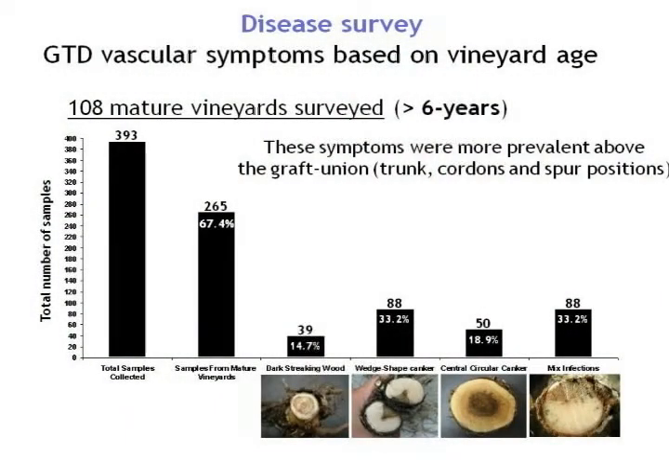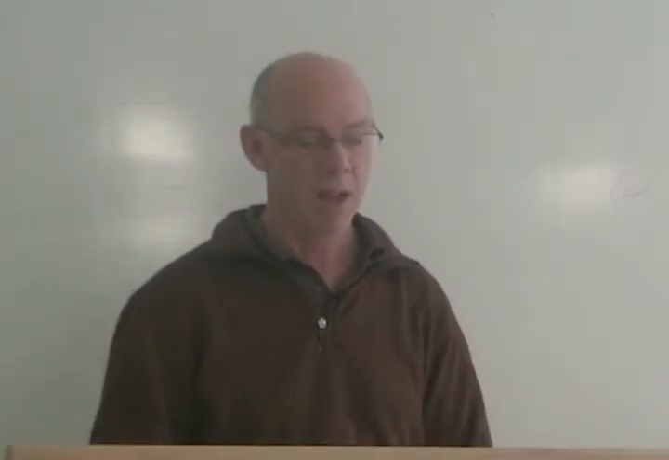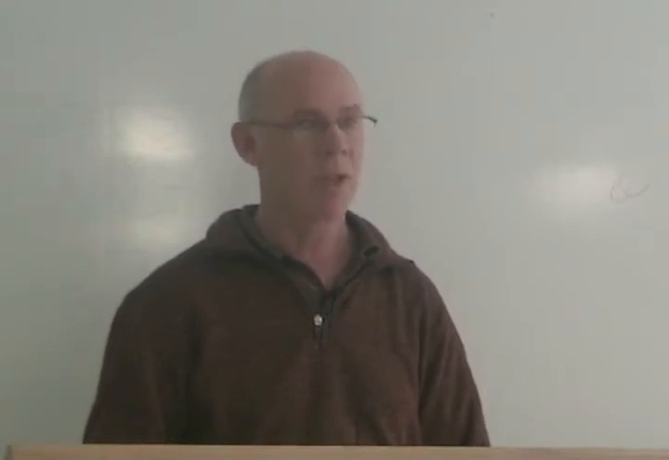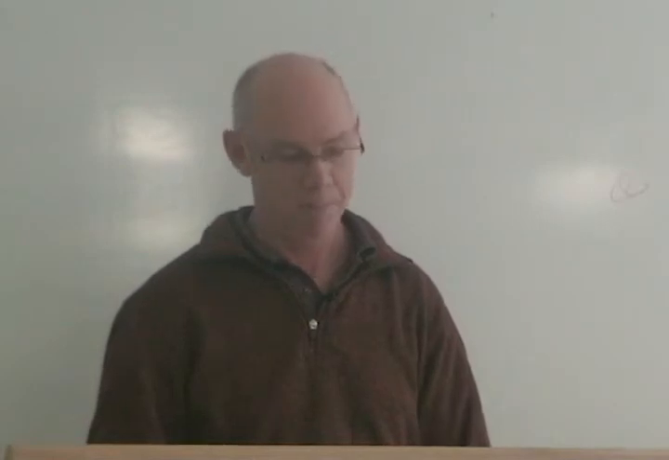If we look at the more mature vines, we can see again it changes. The dark streaking of the wood decreases dramatically, down to 14% from 67%. We have an increase in the wedge-shaped cankers, up to 33%. Circular cankers, 18%, those are the internal ones. 33% of these vines had mixed infections. And most of these, especially the major ones, we're seeing in the scion, so above the graft union.